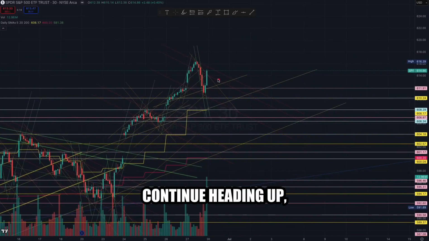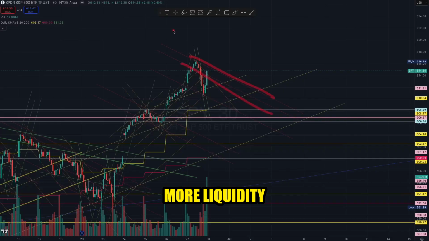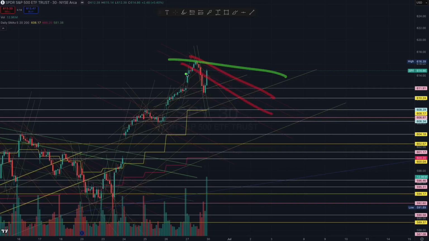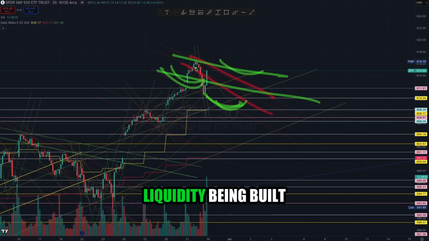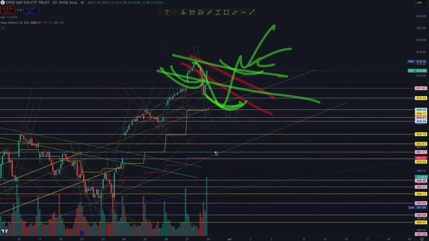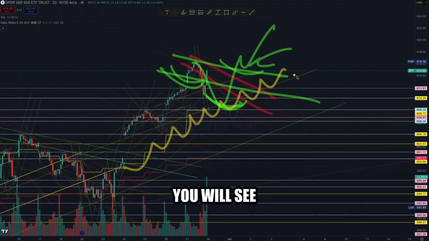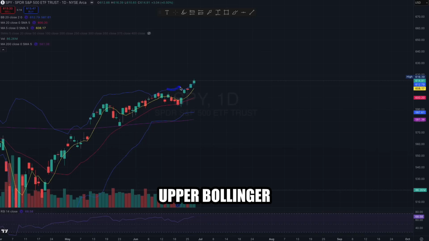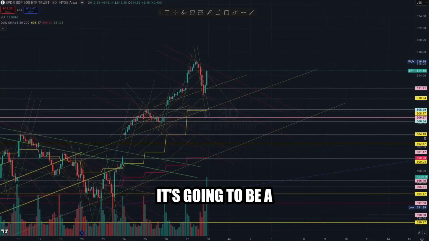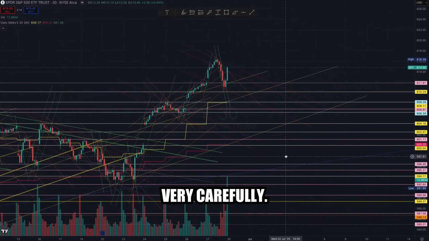Now if this wants to continue heading up, I will want to see more liquidity being built by the green algorithm. So just pay close attention, especially when it's a short week. You want to see more liquidity being built here before we start pushing up. And remember, on the trend indicator, you will see 5-day trending up together with the upper Bollinger. So you want to see upper Bollinger continuing to trend up as well. That will be very important for your 5-day moving average as it continues to move like that. So pay very close attention to all these trend indicators. It's going to be a short week, so you have to trade very carefully.